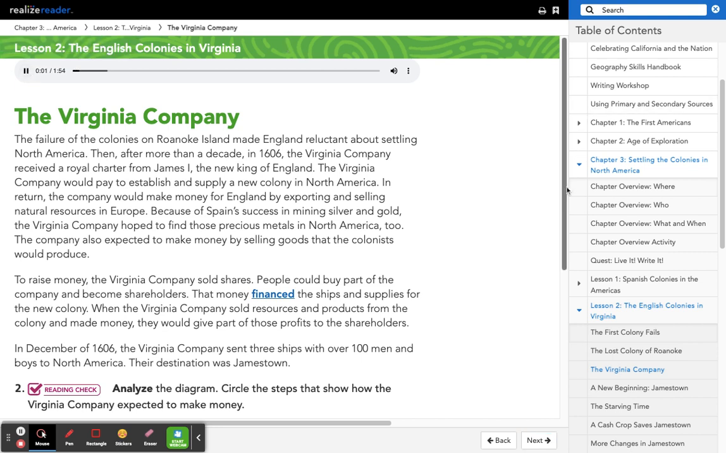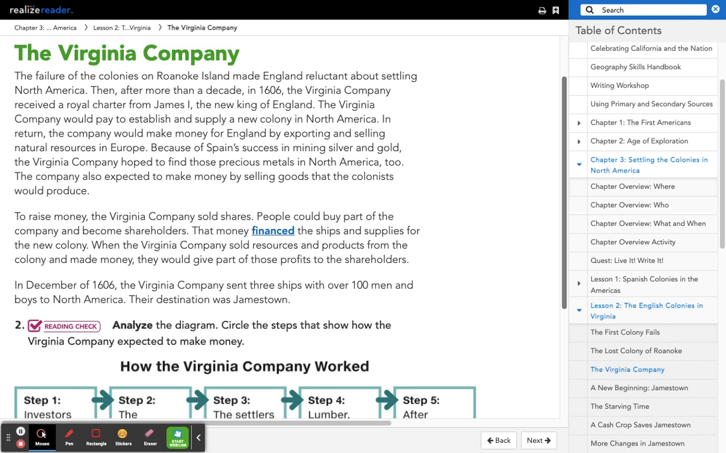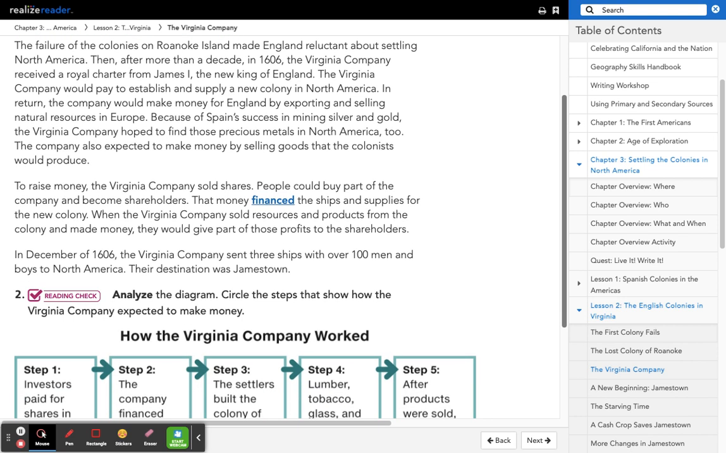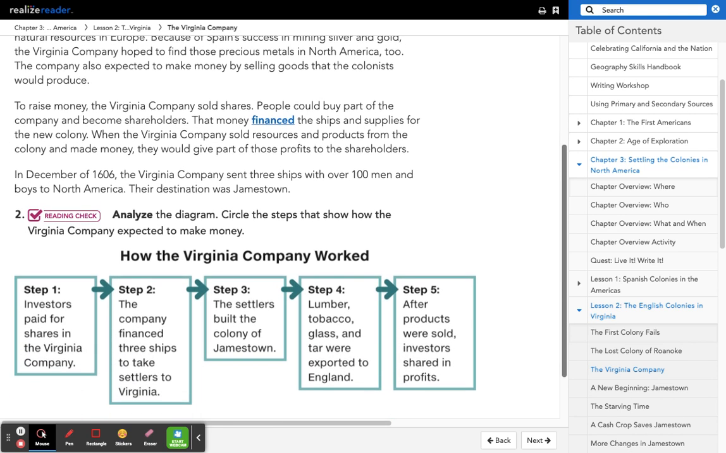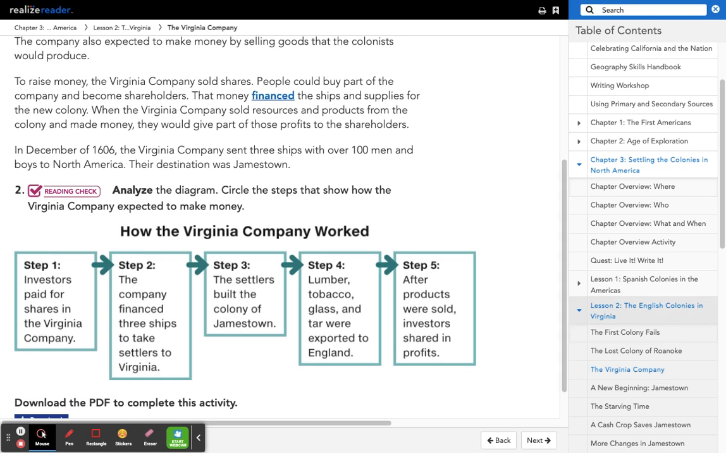The Virginia Company. The failure of the colonies on Roanoke Island made England reluctant about settling North America. Then, after more than a decade, in 1606, the Virginia Company received a royal charter from James I, the new King of England. The Virginia Company would pay to establish and supply a new colony in North America. In return, the company would make money for England by exporting and selling natural resources in Europe. Because of Spain's success in mining silver and gold, the Virginia Company hoped to find those precious metals in North America too. The company also expected to make money by selling goods that the colonists would produce.